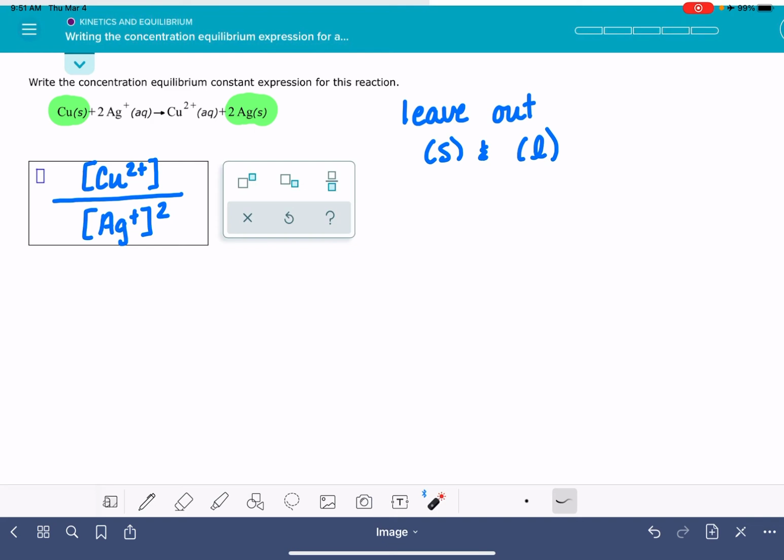I do want to point out that ALEKS is not asking you to write that this is a Kc. So if you're used to writing this as Kc equals and then writing this term, ALEKS doesn't want that. It just wants you to give just the fraction form, not actually write out the equilibrium constant.